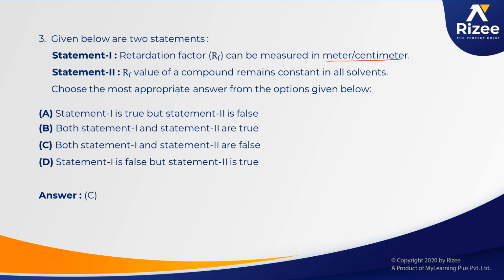That is the first. The first one is false, and the second one, the RF value of a compound remains constant in all solvents. The RF value will not remain constant in all the solvents. So both the statements are false.